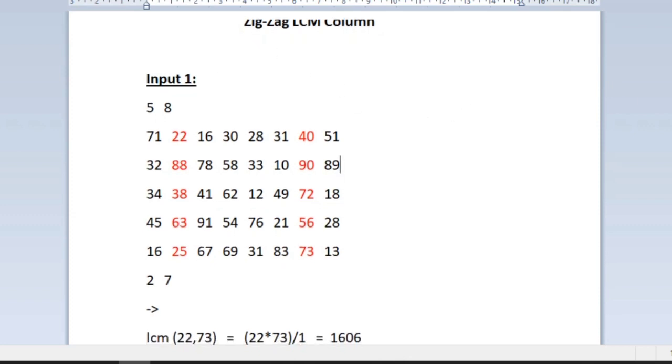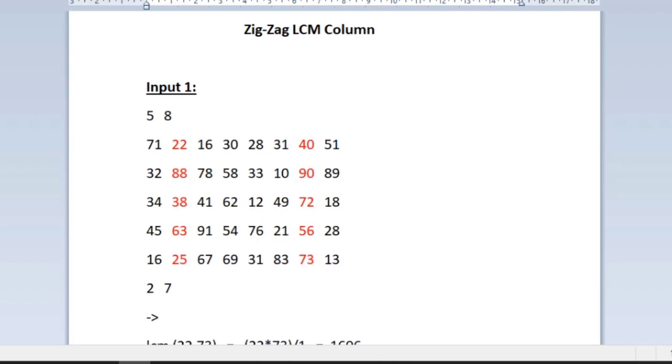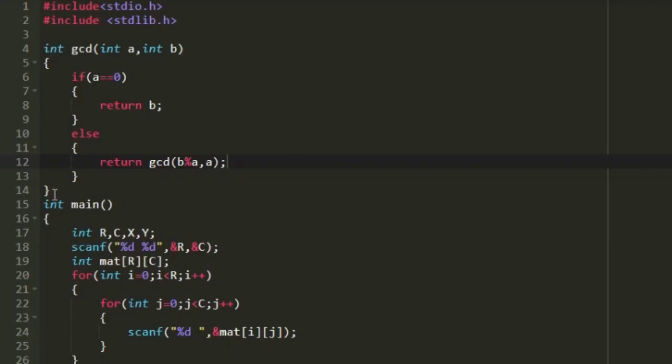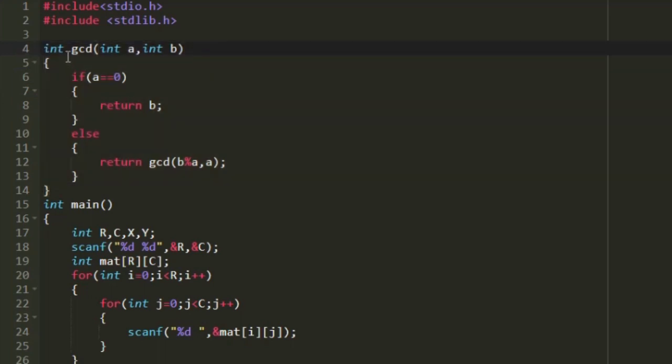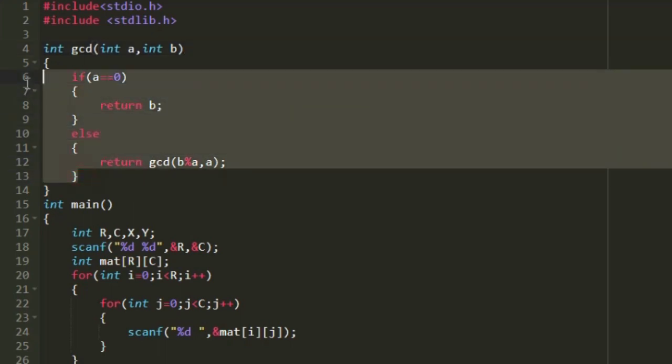Now let us see how to write a C program for this. First let us see the function GCD. This function is of return type int and it accepts two integers in its arguments. This function GCD returns the GCD of the two integers a and b. Here we have implemented Euclid's algorithm. In Euclid's algorithm we will return the value of b if a is equal to 0.